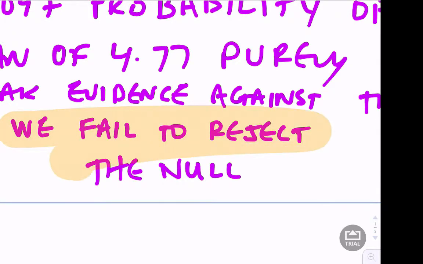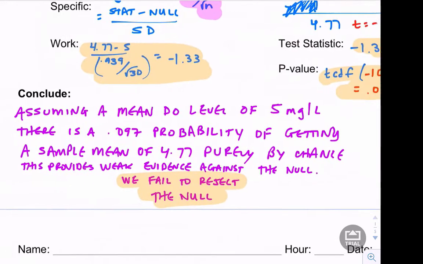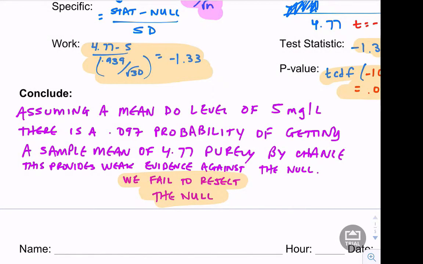That's kind of our piece right there, right? That's what we want to do. We want to know if we are rejecting the null or supporting the null. So if we assume 5 milligrams per liter, then that was what we based all of our test statistic work on. Found that test statistic to be negative 1.33. The probability of getting that was 0.097. When we compare that to an alpha level of 0.05, we find that it's actually not convincing evidence against the null, so we can't reject the null based on that. So that's the basics of the mechanics.